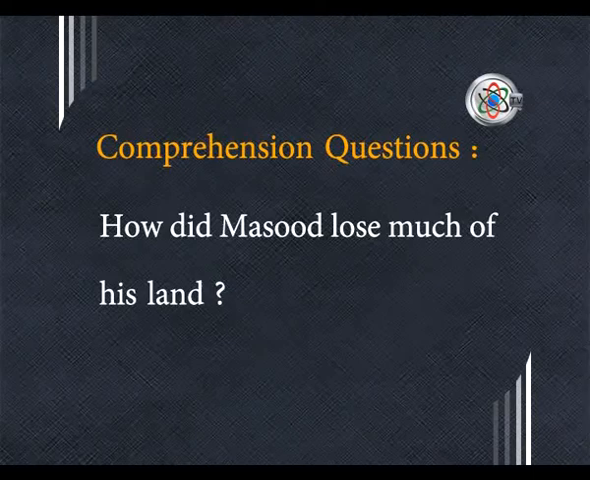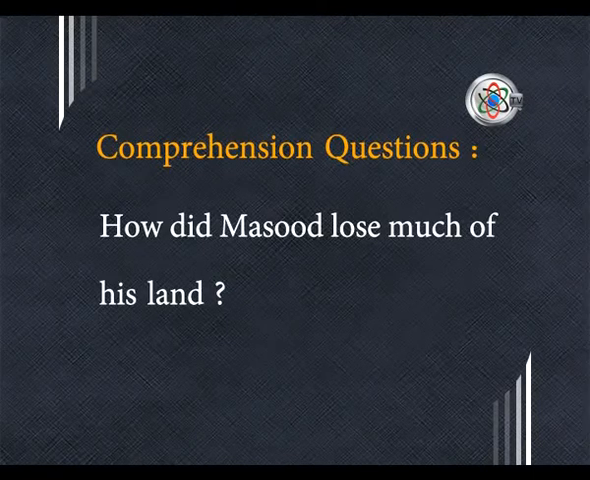Now look at question 8. How did Mas'ud lose much of his land? He lost most of his land by selling it, selling it to the grandfather. Why did he sell his land? Because every time he wanted to get married, he married a number of women. And when we come to know him, he has 3 wives. Perhaps he had more than 3 wives.